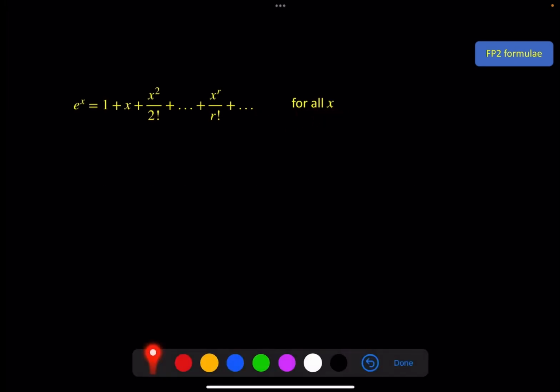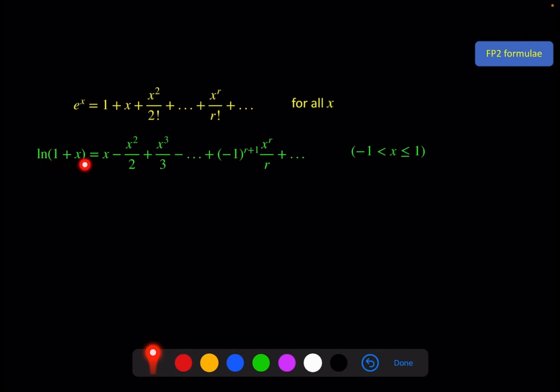There are a few more that I'm going to quickly go through here on this screen. Natural log of 1 plus x expands to this with a general term here. You can see the pattern, x squared over 2, x cubed over 3, x to the r over r, and then we have a plus minus pattern, which we get using this here. Now this is valid only for minus 1 to 1.